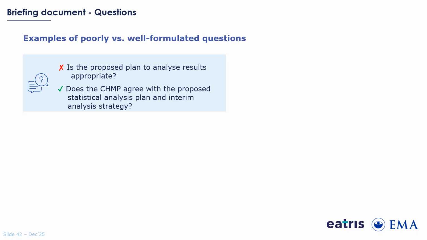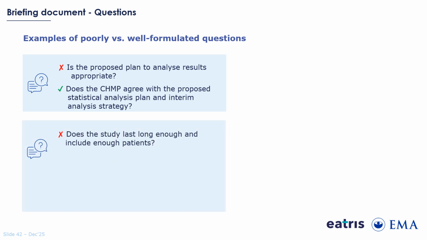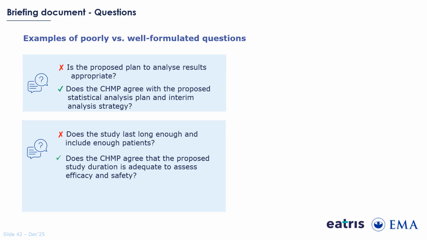Here is another example. Does the study last long enough and include enough patients to provide the necessary data for the benefit-risk assessment? This question combines multiple variables such as duration, size, outcomes and uses a general term, benefit-risk assessment, that lacks precision at the planning stage. It is better to rephrase this into the following distinct questions. Does the CHMP agree that the proposed study duration is adequate to assess the efficacy and safety endpoints? Complemented by, does the CHMP agree that the planned sample size is sufficient to demonstrate the efficacy of the product?